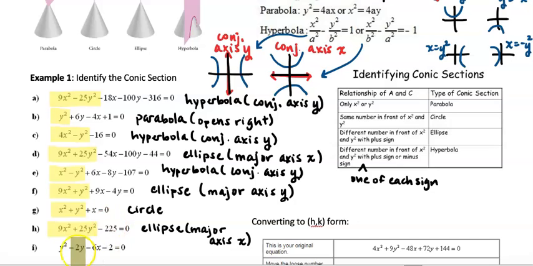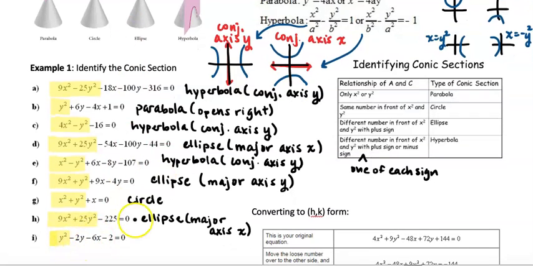And finally, y squared minus 2y minus 6x minus 2 is equal to 0. I just see a y squared term, and so I know that this is a parabola. And how does this open up? Well, if I take this 6x and I pull it to the other side, this looks a whole lot like y squared is equal to positive x. And so I can say that this opens to the right.